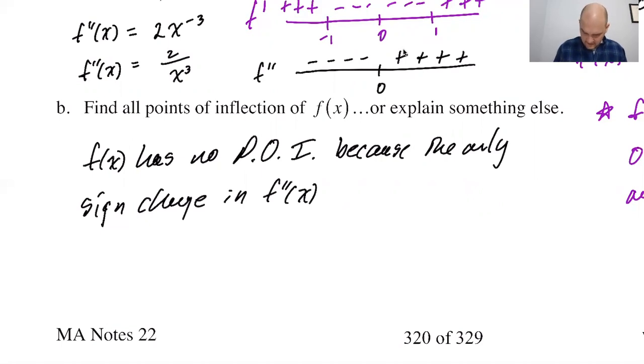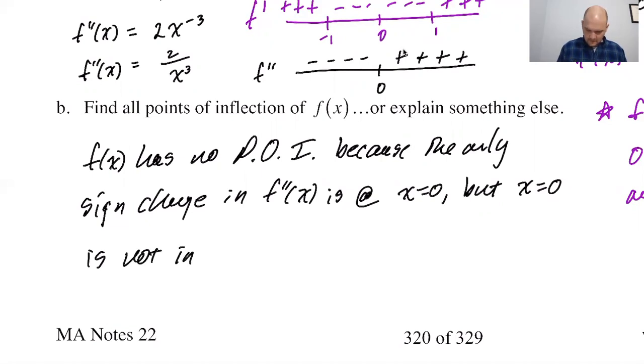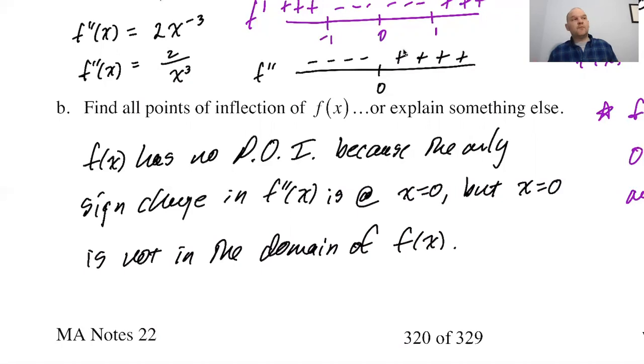It's at x equals 0, but x equals 0 is not in the domain of f of x. So the only possible place you could have had a point of inflection isn't in the domain. So there are no points of inflection.